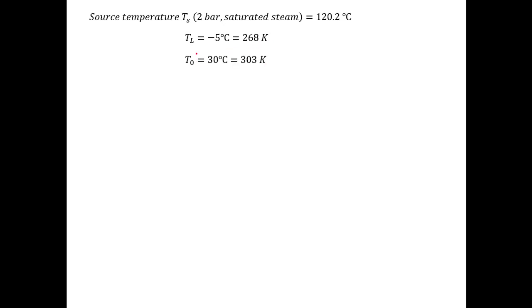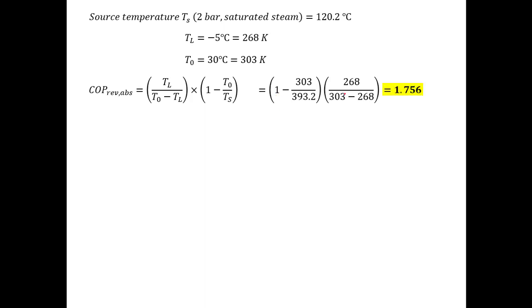And the third temperature is the ambient temperature T naught, which is equal to 30 degrees C or 303 Kelvin. Now, we saw in the previous lecture how to figure out the maximum possible COP of the absorption cycle, which is a function of three temperatures: the evaporator temperature, ambient temperature, and the source temperature. If we put in the values of the three temperatures, we can figure out the maximum COP. If you put those values, then the maximum possible COP is 1.756.